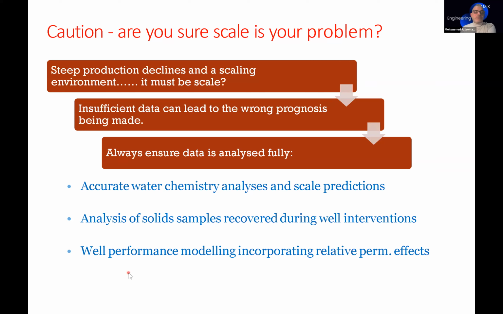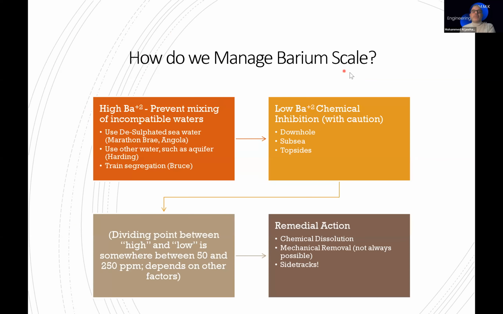Well performance modeling is the other part: recording the right data and matching the right data, and we have an accurate well performance afterwards when we incorporate relative permeability effects. And as we said, production logging or flow tests are done for specific wells if we consider there is any problem regarding the well performance. So how do we manage barium scale?